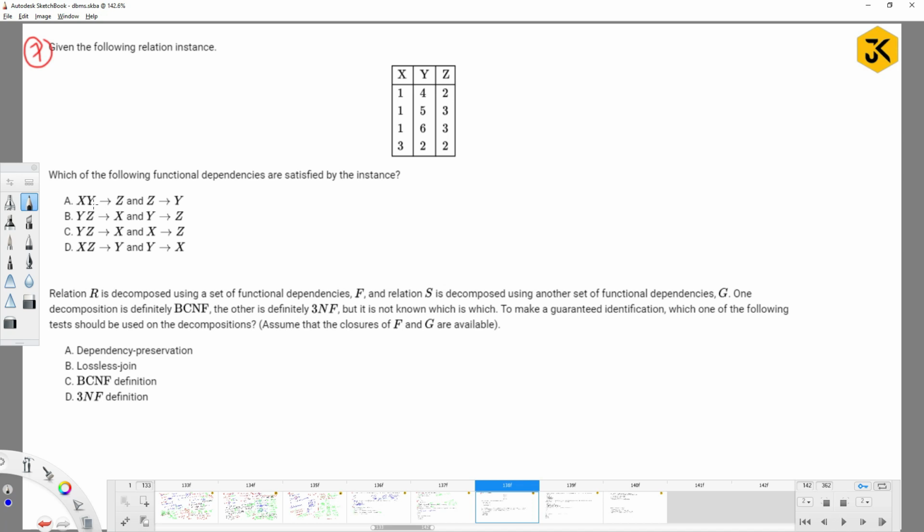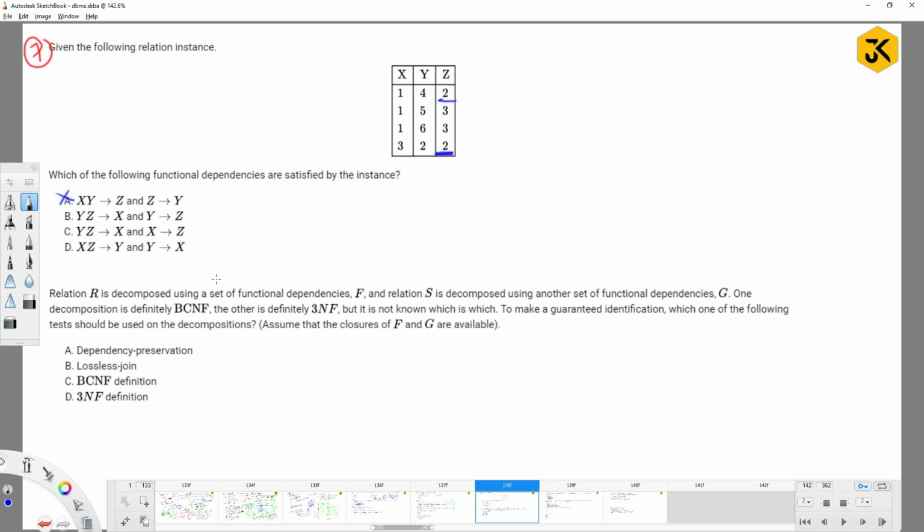So is XY determines Z? Right? XY is completely unique, which can determine Z. What about Z determines Y? False, right? Z determines Y is false for this case, 2 determines 4 as well as 2. So option A is wrong.